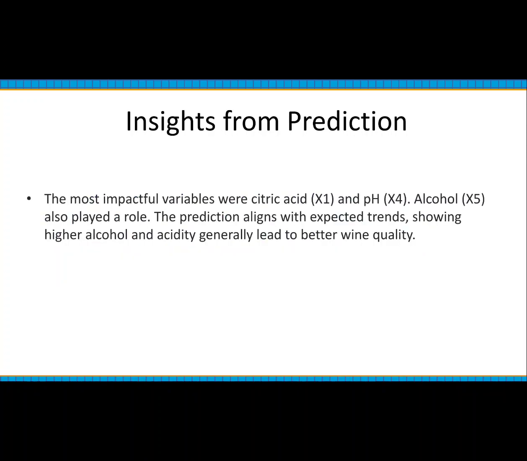Coming to the insights from the prediction, the most impactful variables were citric acid x1 and x4. Alcohol also played a role. The prediction aligns with the expected trends, showing that higher alcohol and acidity generally lead to better wine quality.